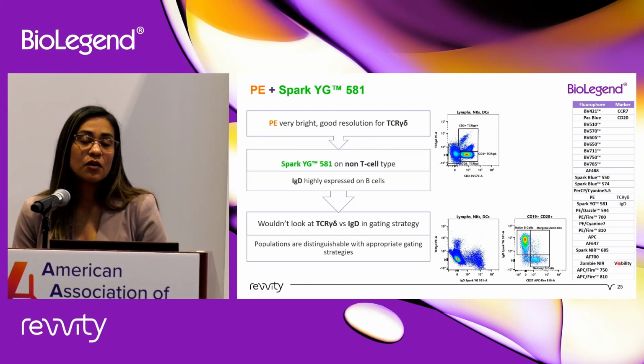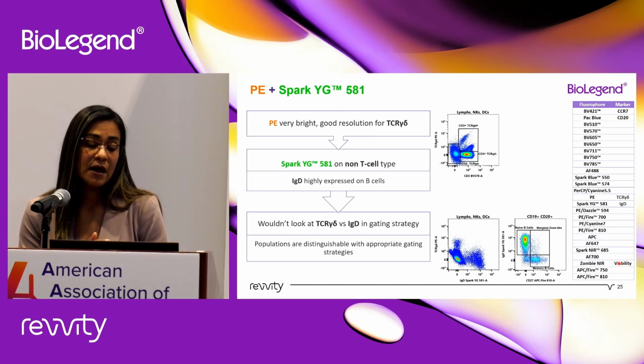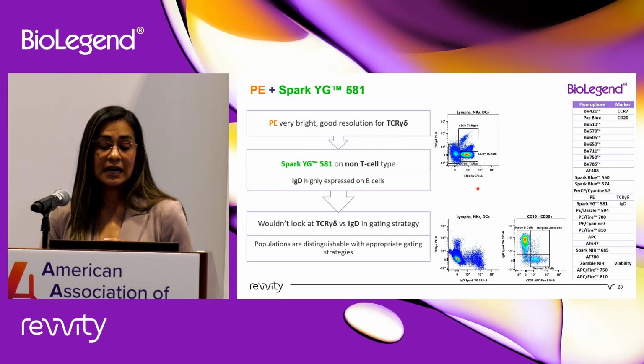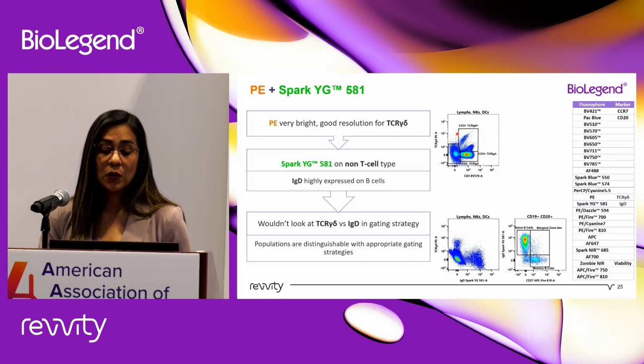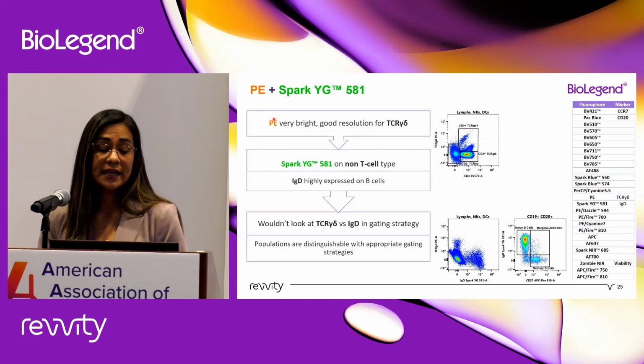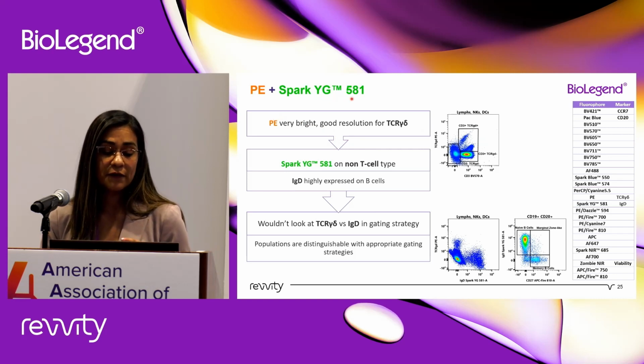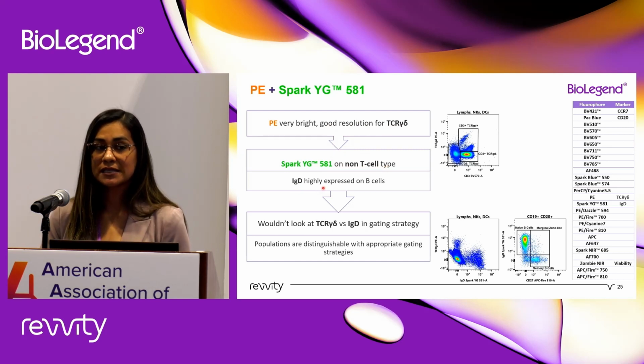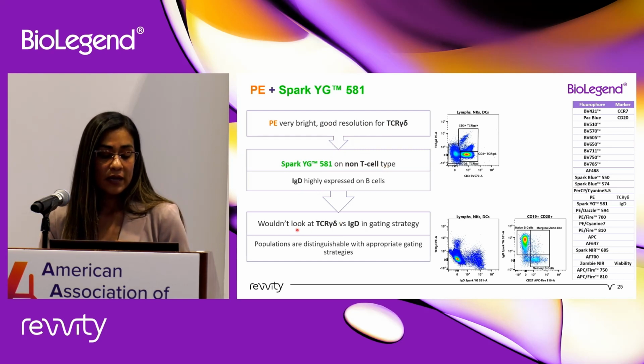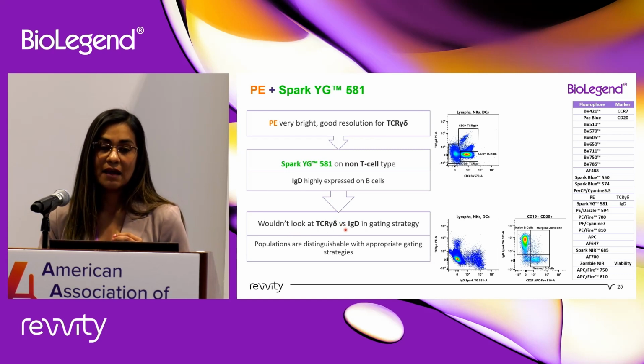Now, PE is another very bright dye, and this dye, again, from internal experience, we know that it works well for TCR gamma delta, as it can give us a good resolution or a good identification for this population. And that means that we are going to take care on how we assign the Spark Yellow-Green 581. Since TCR gamma delta is for T cells, we want to assign the Spark Yellow-Green in a non-T cell type. And here, IgD that is highly expressed on B cells will be a good option. That way, we won't look at TCR gamma delta versus IgD.